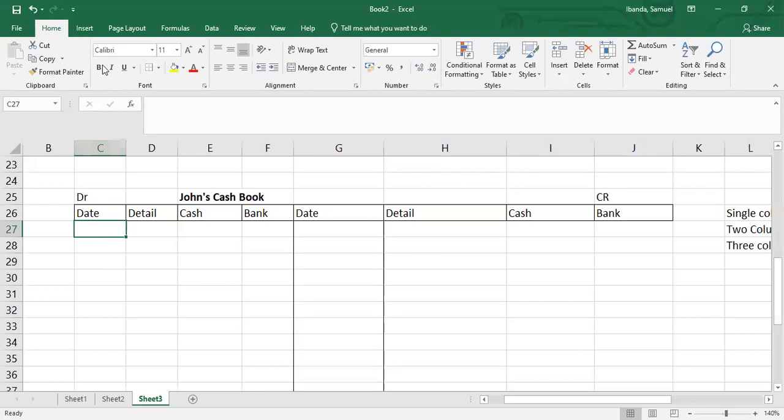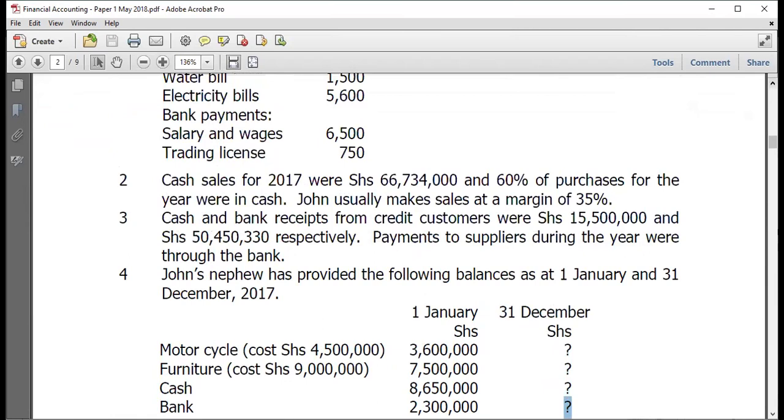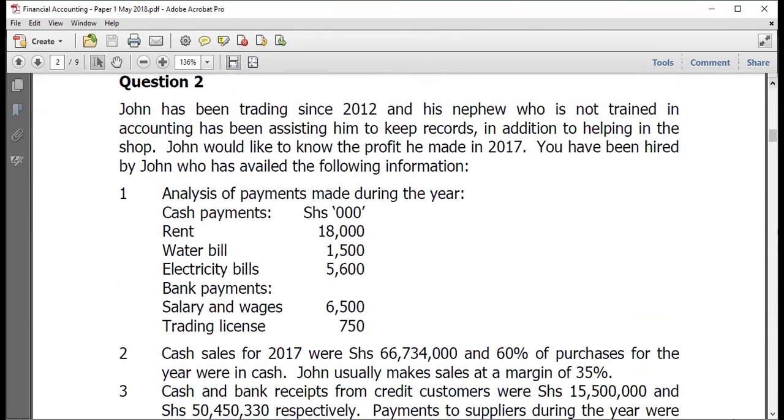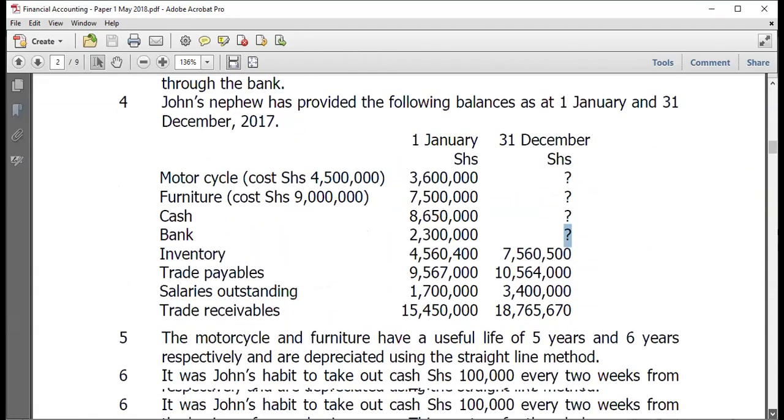So I'll now go to the question. I'll go back up and see what is exactly happening. One of the things you should know is that if you're drawing up an account or a cash book, the first things you should look out for are balances brought down. Every time you're drawing up a cash book, the first thing you should record is your balances brought down.